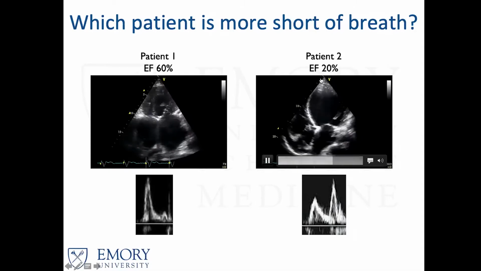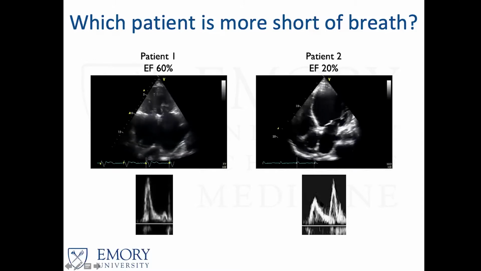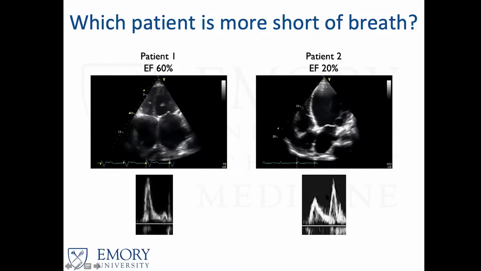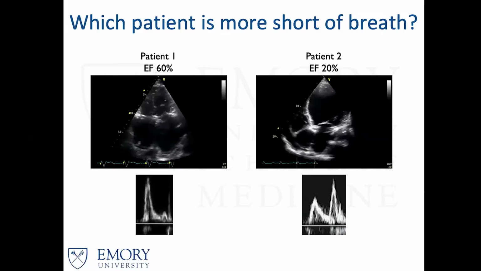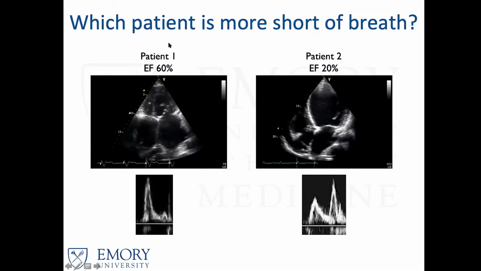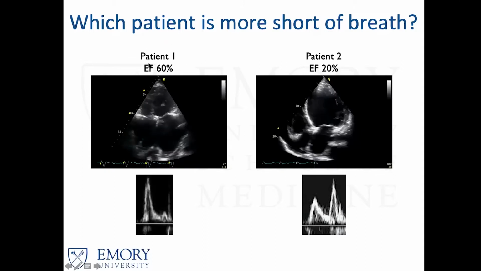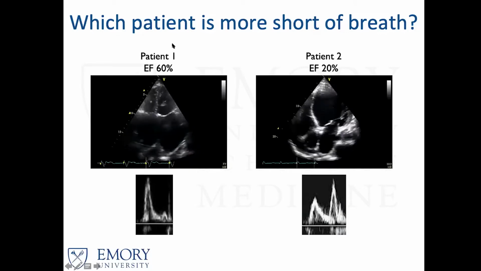The ejection fraction is 20%, and here we have EA reversal and probably a mild to moderate diastolic dysfunction picture. So looking at this, who do you think is going to be more short of breath? Or who do you think is going to have higher filling pressures? The correct answer here, the person who's more short of breath with higher left atrial pressure, higher filling pressures, is patient 1.